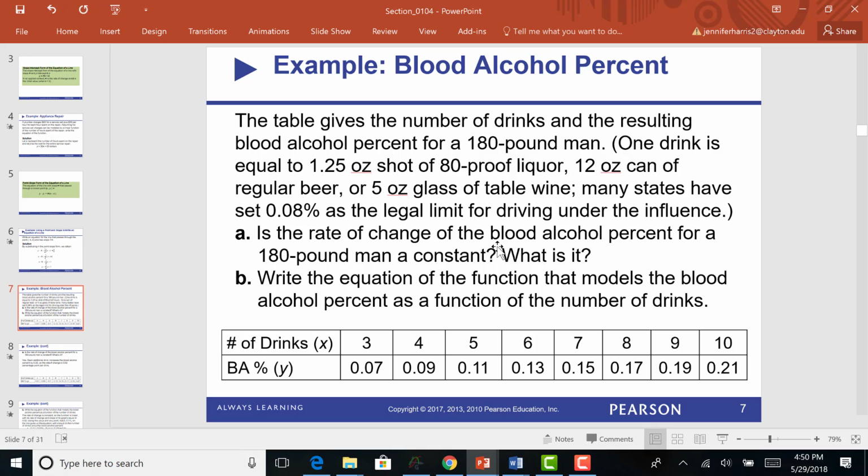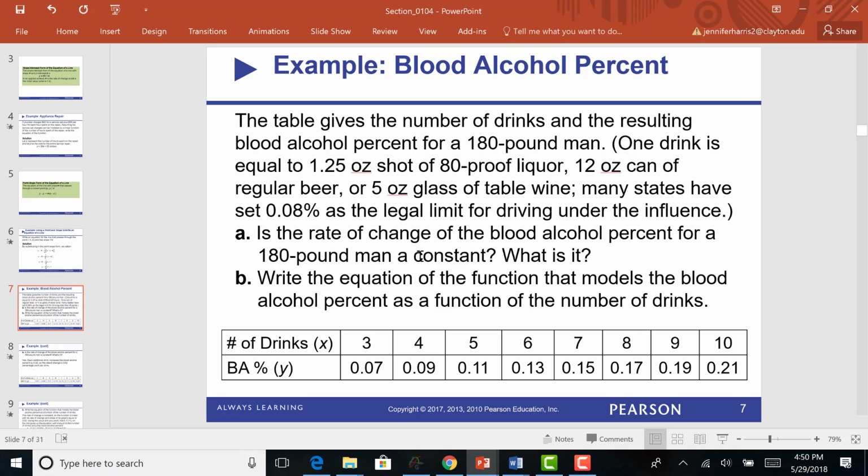0.02. Does it go up 0.02 for every single drink you take? Yes. So is the rate of change constant? Yes. So the answer is yes, it's constant. It's staying the same. The rate of change is 0.02 for every additional drink that you take. So a constant function is where the rate of change is staying the same.